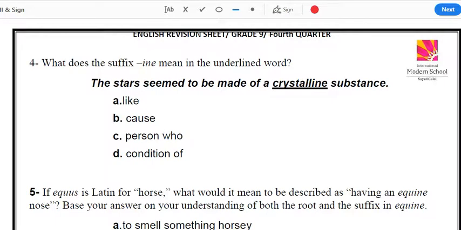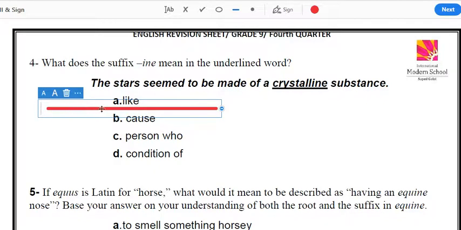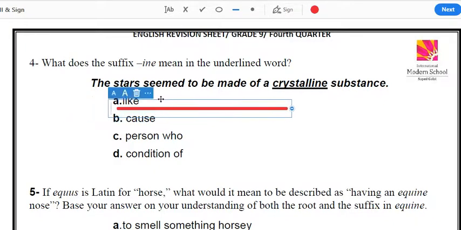Number four, what does the suffix ine mean in the underlined word? The stars seem to be made of crystalline substance. As I told you, ine means like. So the correct answer will be this one, A.